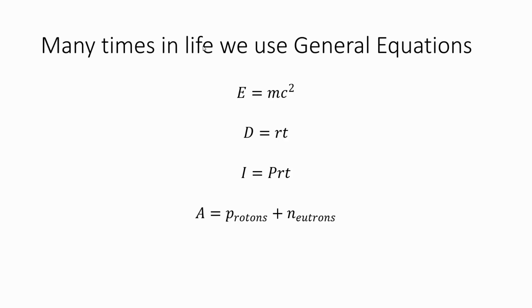So many times in life we use general equations, like E equals mc squared, D equals RT, I equals PRT, and A equals protons plus neutrons, right? We use these many times because we don't know all of the values, and that's okay. We don't need to know all the values. We can plug stuff in and use them as general equations.